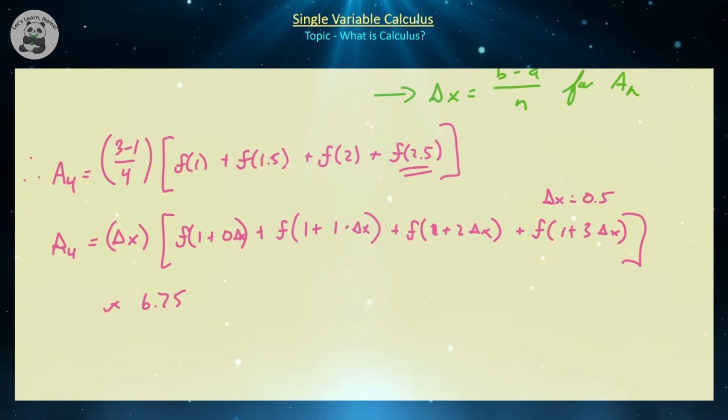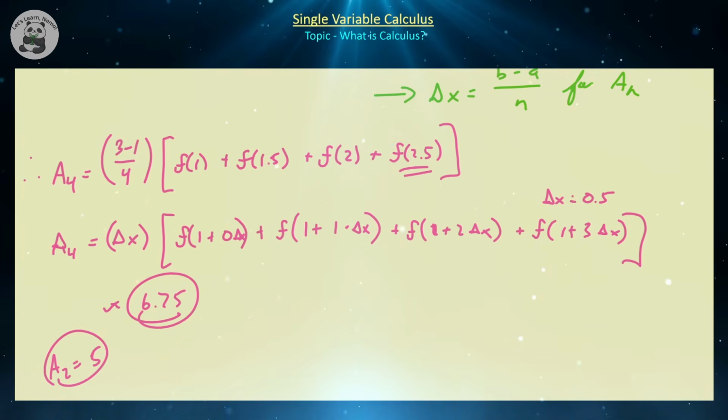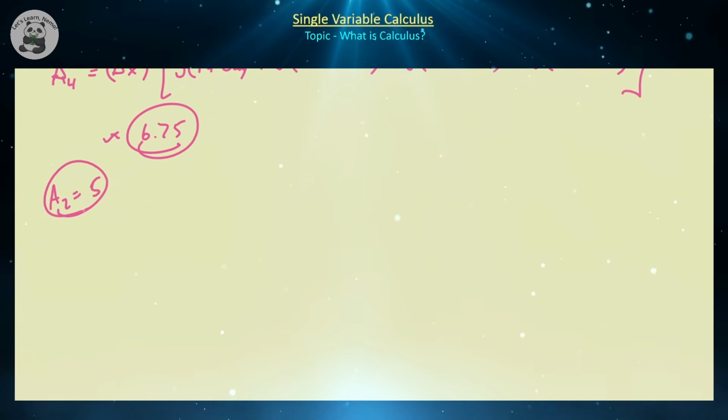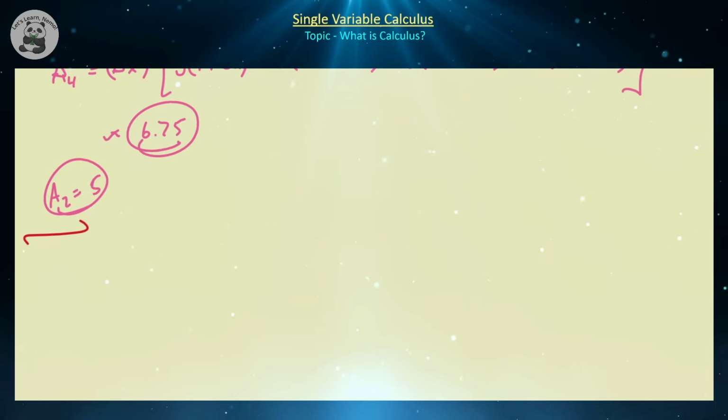So once you have this approximation out, we're going to have this approximation to be about 6.75. So A2 was equal to 5. A4 is 6.75. It's increasing, obviously, but increasing to what is the question. So obviously we would increase this up to something bigger. For example, 8 would be a good number.